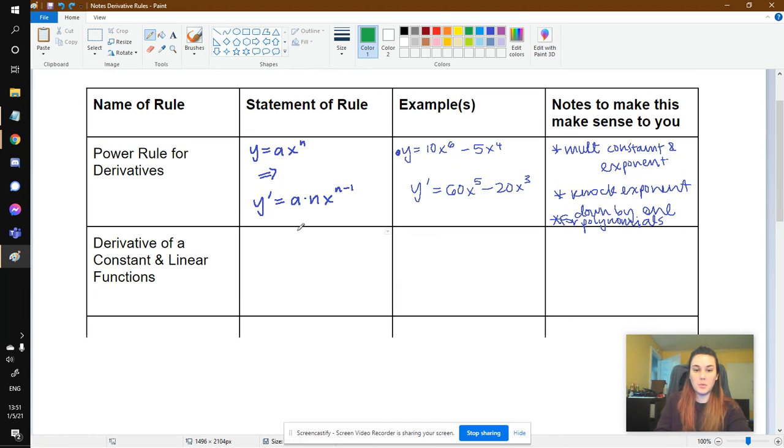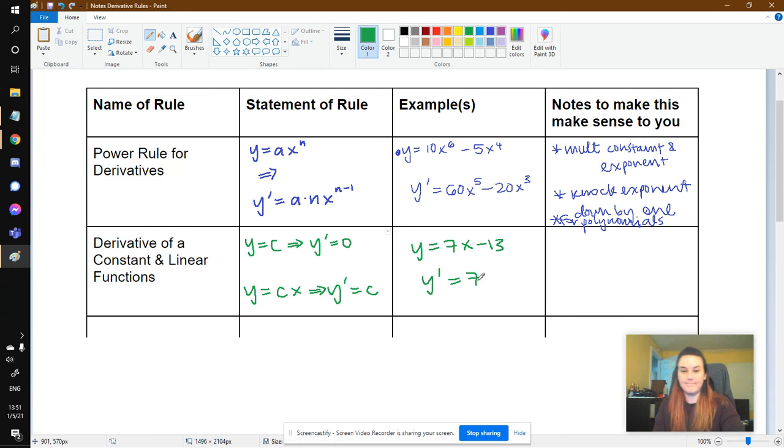Cool. And then the next notes we want are what's the derivative of a constant and a linear function? If we've got a constant, then the derivative is 0. If we've got a constant times x, then the derivative is just that constant. An example is if y equals 7x minus 13, then y prime is just 7. That's an example that makes sense to me. And then notes that make this make sense to you.